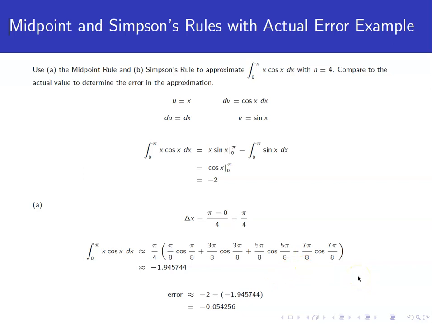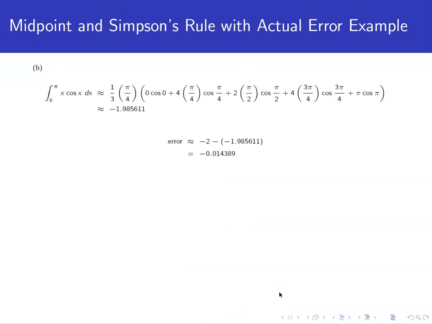We calculate the function values. Those 4 function values, add them together, and multiply by delta x. That's what we get for the midpoint rule. If we put that stuff in a calculator, we'll get approximately negative 1.946-ish. So the error in that approximation is we'll take the actual value and subtract off the approximation, and get the error as actually negative 0.054256.